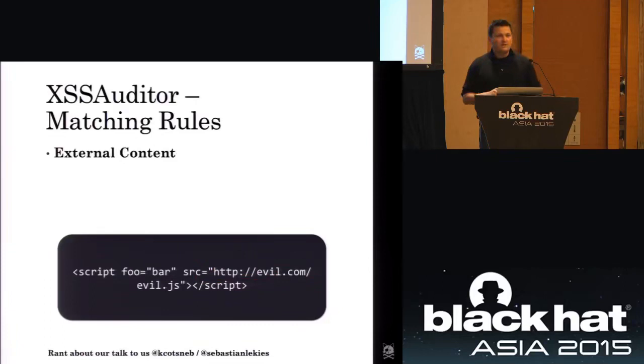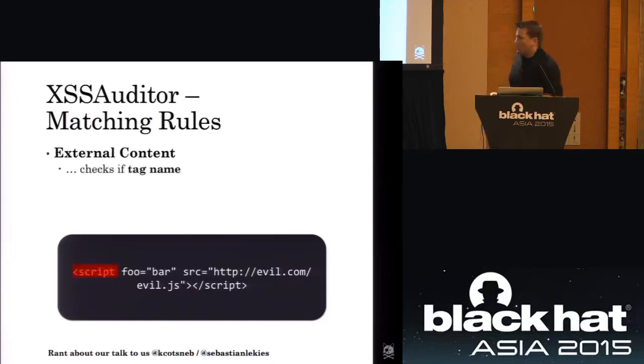The third check applies for external content. So the auditor has a list of different tags that are capable of loading external content. And whenever it encounters such a tag, it will first check whether the opening tag is contained within the request. So in this case, this is an external script, so it will check for opening angle bracket and script. If it's an object, it will check for opening bracket and object and so on.